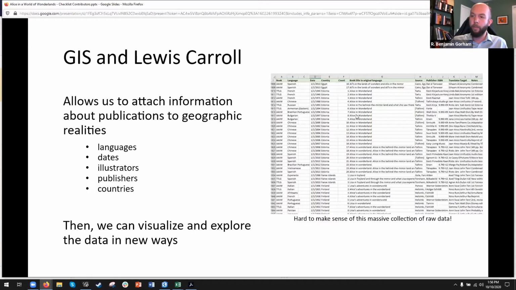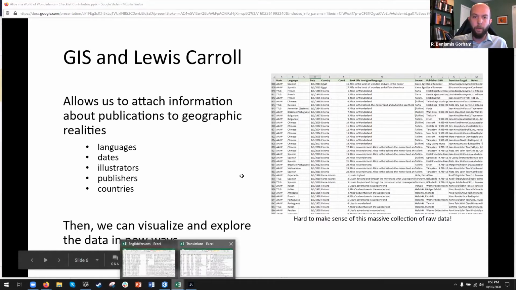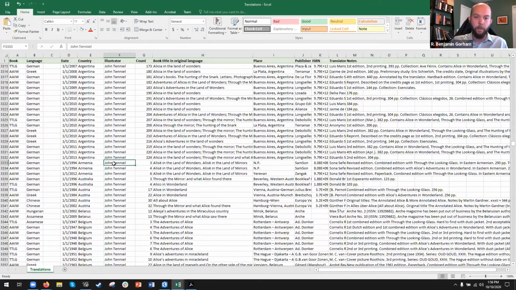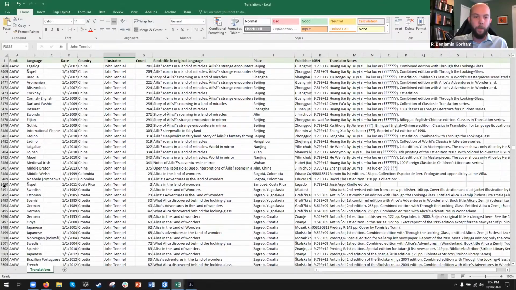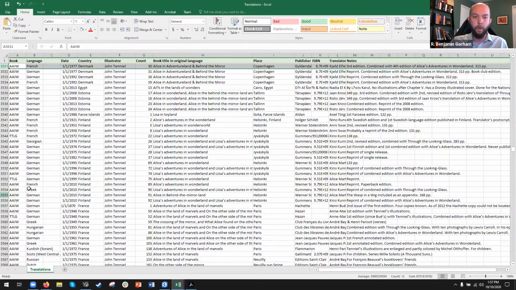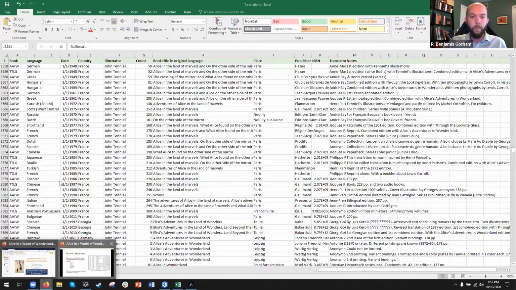This is a little snapshot of what the spreadsheet looks like. I can actually just show you. This is what it looks like for me. You know, got thousands and thousands and thousands of entries. John Tenniel here, everyone's favorite, right? And each one of these rows represents a different publication, a different instance of one of these books in a different language, with a different illustrator, different publisher, all of that information. So how do we start to make sense of that? Well, we start to make sense of that with GIS.